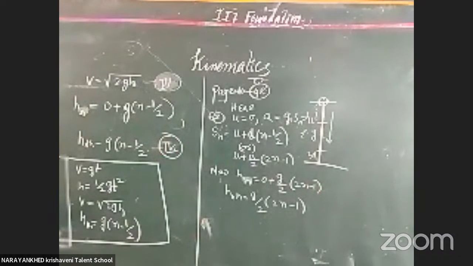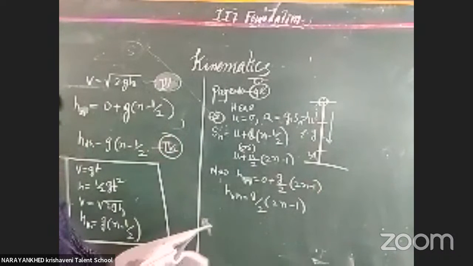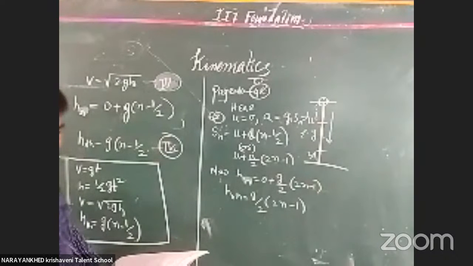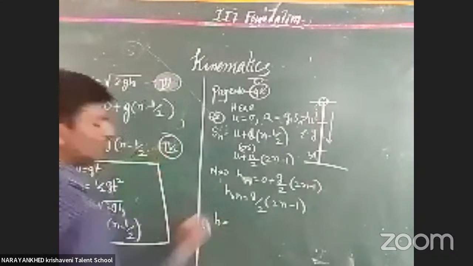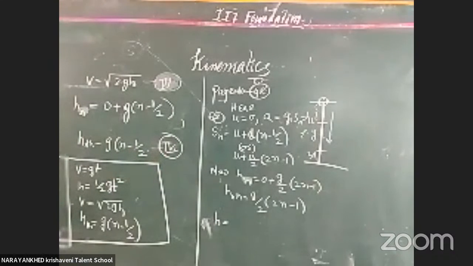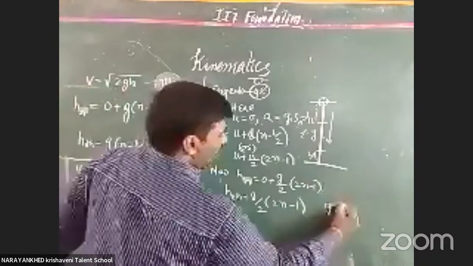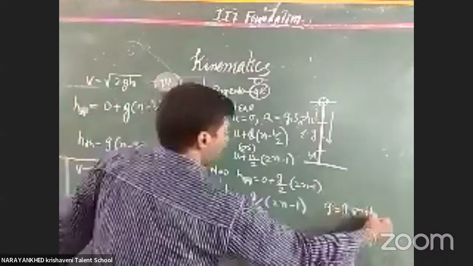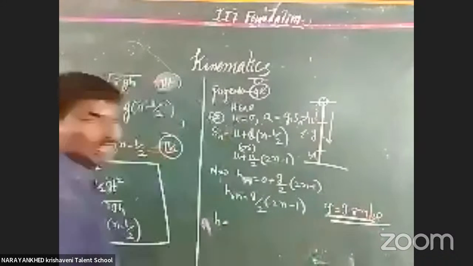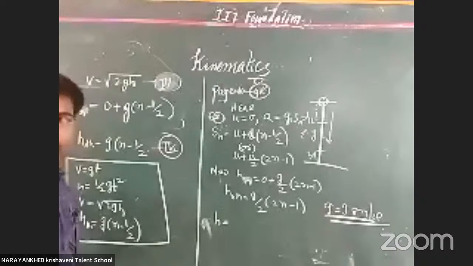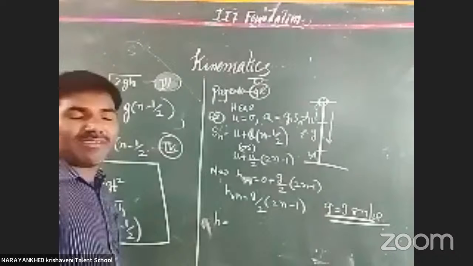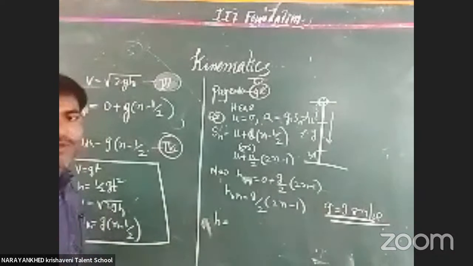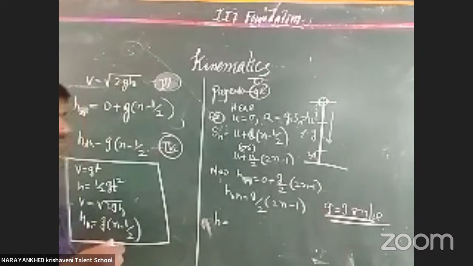What do they ask for first? The first second. Now what will h become? Here g is equal to 9.8 meters per second squared. This is called the acceleration due to gravity on Earth. It varies: on the Moon it is 1.6, on the Sun it is 29.4. Clear or not? Like that, we have taken the values.